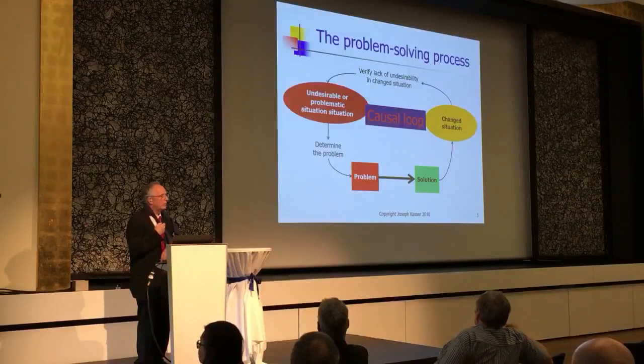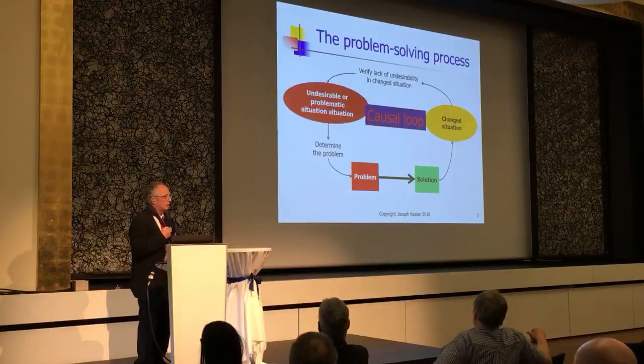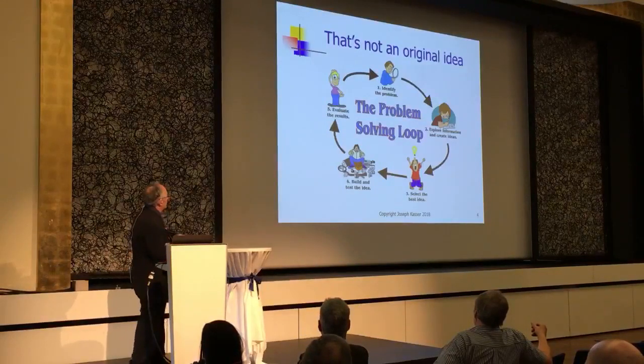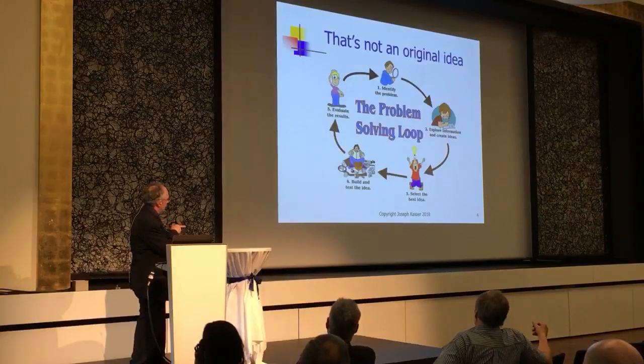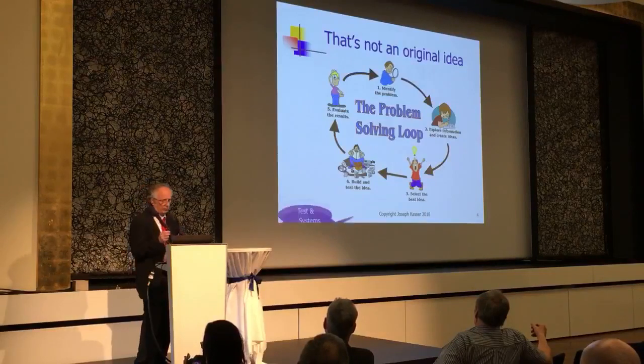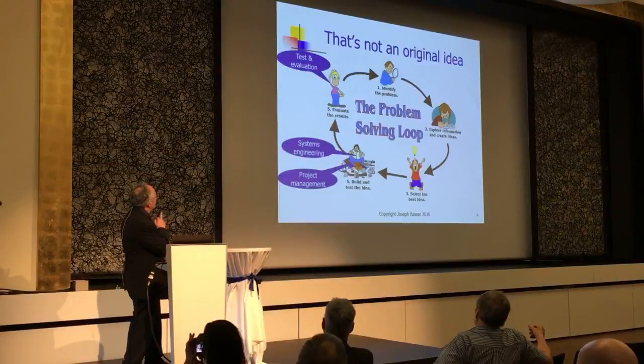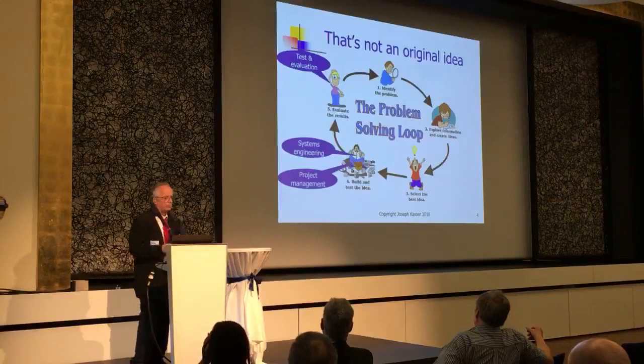Now, this is not my original idea. I found a drawing on the internet that looks like this. And you can see that the top is identify the problem, explore the information, select the best idea, build and test the idea, and evaluate the results. Well, okay. That's easy. Evaluate the results. That's what we call test and evaluation. And then build and test the idea is systems engineering and project management working together.